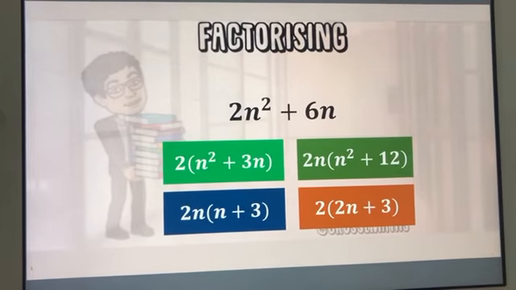Right guys, again, this is the last one we'll do on the multiple choice, okay? Have a go, see which one is correct.